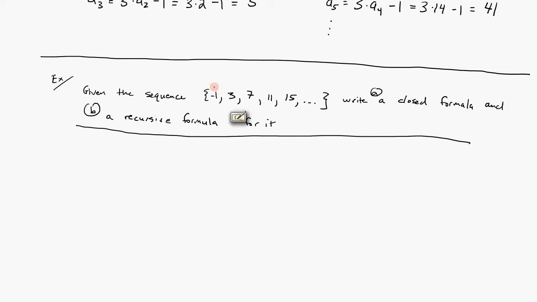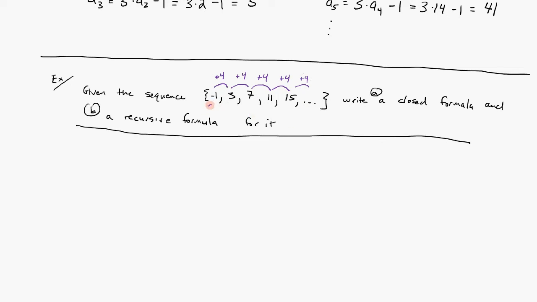we'll notice that to go from -1 to 3, we add 4. Then to go from 3 to 7, we add 4. To go from 7 to 11, we add 4. Then to go from 11 to 15, we again add 4. And so the whole sequence is following this pattern of adding 4 each time.